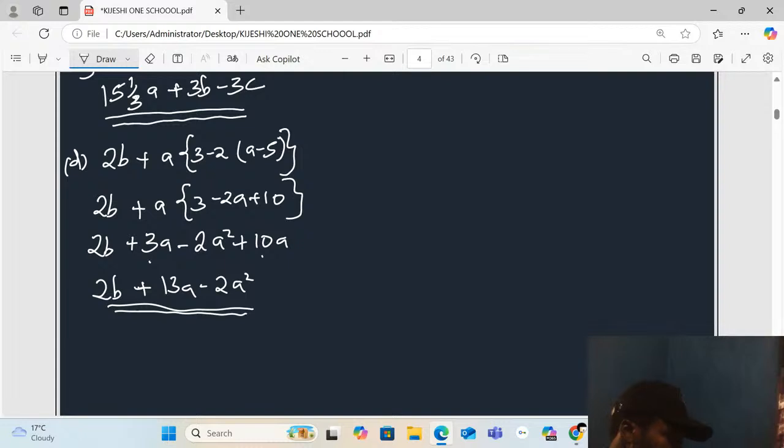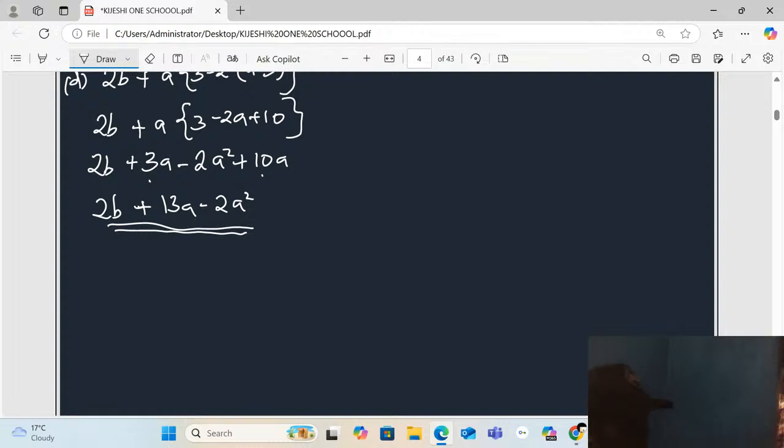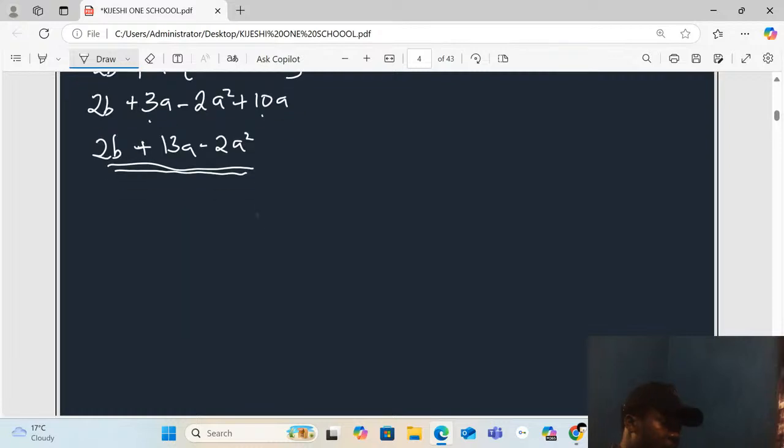That's simple. That is how we work out brackets in algebraic expressions. You simply open up, then you collect like terms together. That is how you end up simplifying the whole thing. Now, let us look at something small on factorizing.